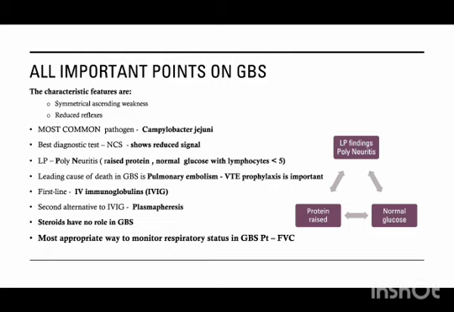Best diagnostic test? It is nerve conduction studies, because the patient has a nerve-related issue. So what happens in nerve conduction studies? It is a problem with the nerve, that is, inflammation of the myelin sheath. So there is a reduced signal, so the patient has weakness, paralysis and so on.